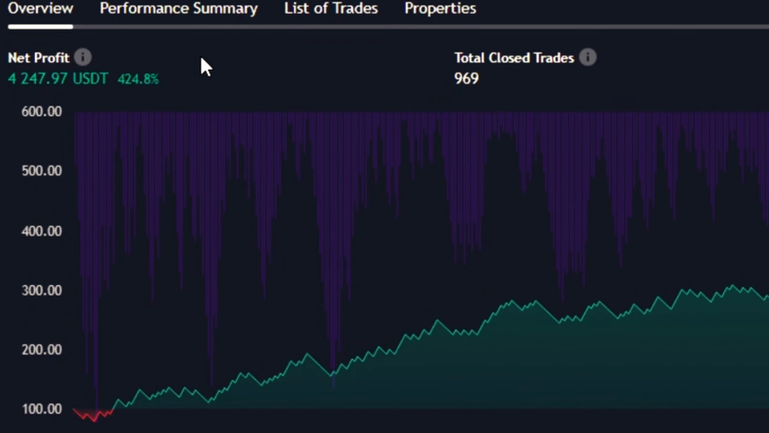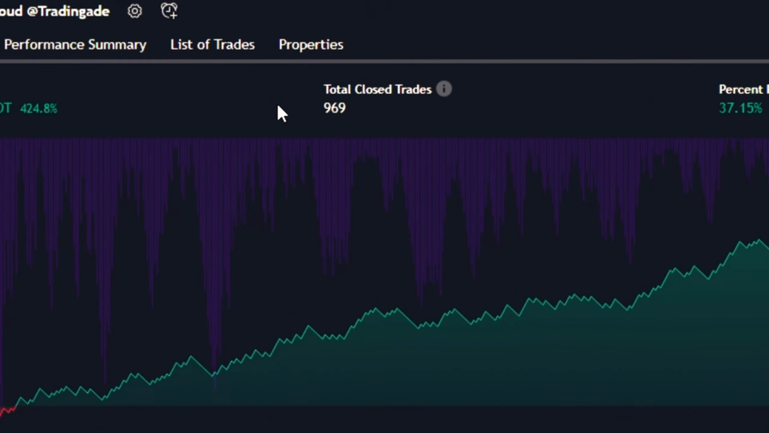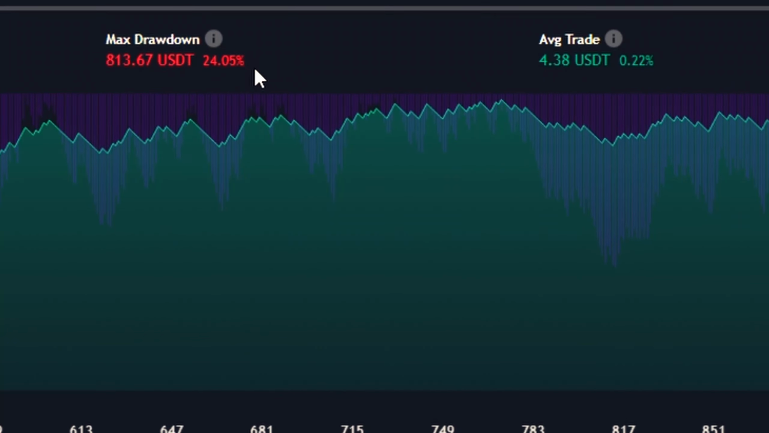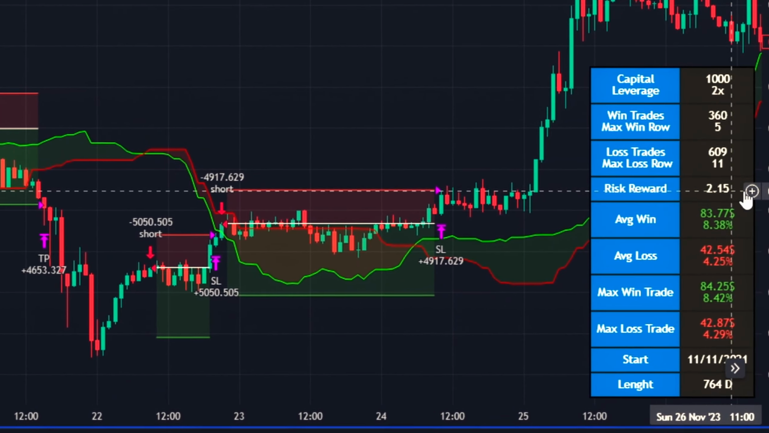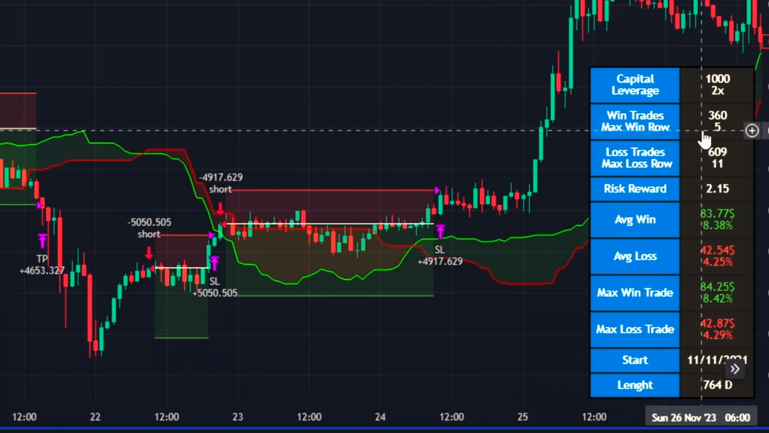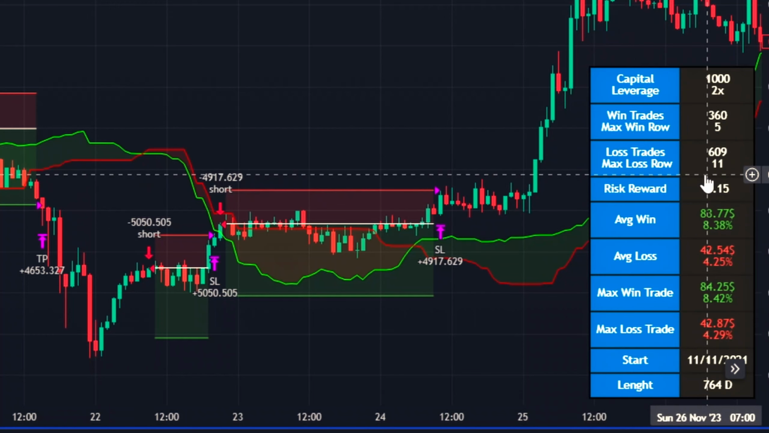So net profit 424%, 969 total trades, 37% profitable, profit factor 1.16, max drawdown 24%, average trade 0.22%. So we have a risk reward of 2.50, which overall is okay. That's why we are still profitable with this kind of win rate. Then we have 5 max win row and max loss row 11.